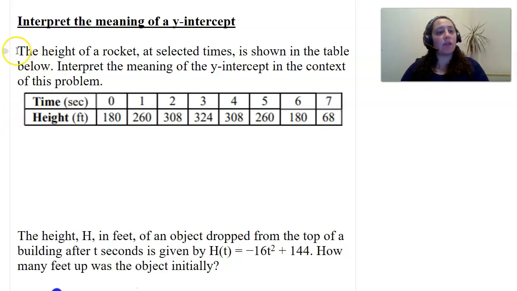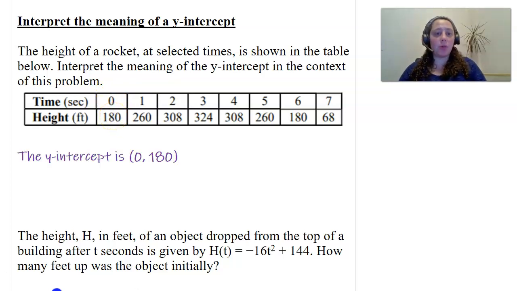So here we have an example. The height of a rocket at select times is shown in the table below. Interpret the meaning of the y-intercept in the context of this problem. We can find the y-intercept by looking for where our independent variable is 0. In most cases, that's time. So our time is 0 right here. So our y-intercept is (0, 180).